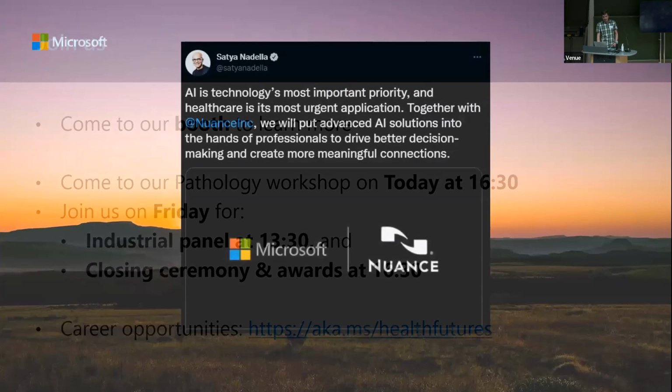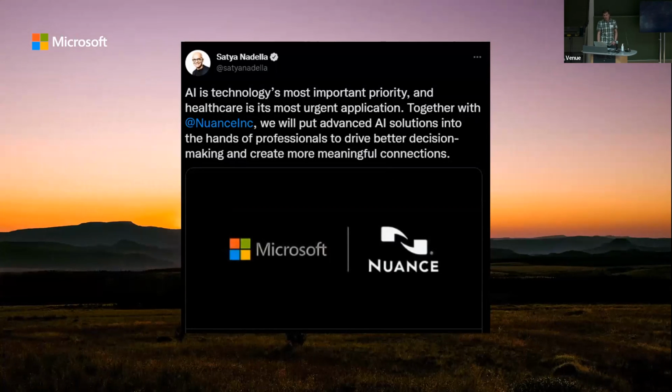And finally, I just want to leave you with these tweets from Satya Nadella, where he highlights the importance of AI in healthcare and the urgency to apply our research to the real world. Thank you.